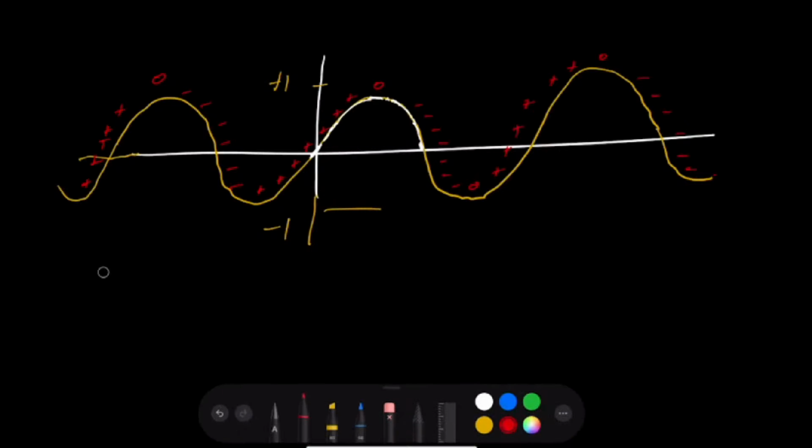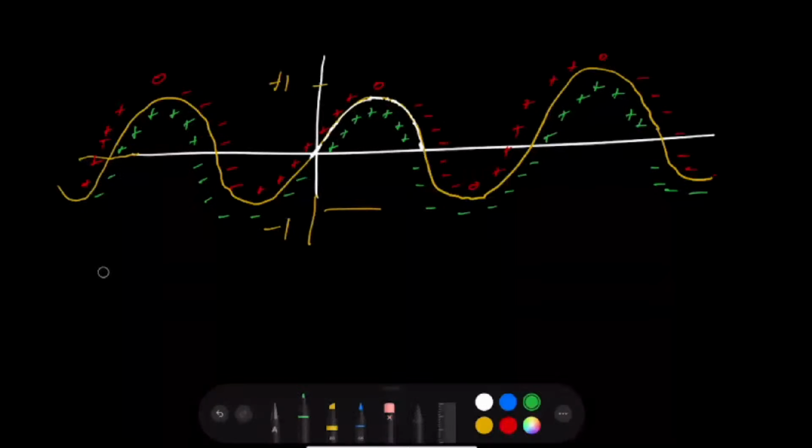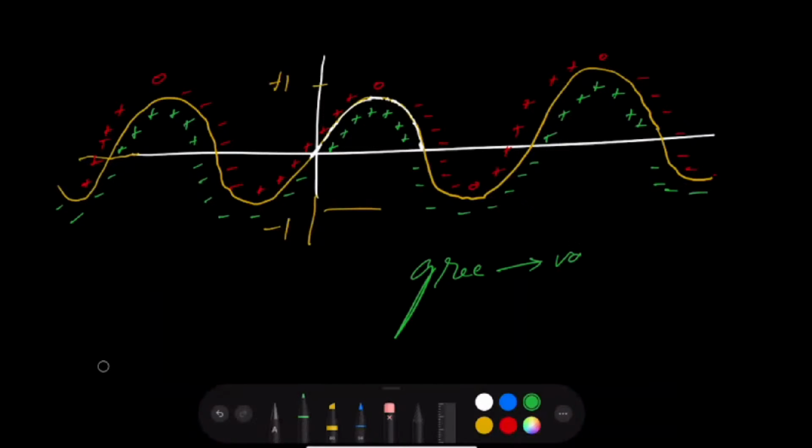Now what about values? Values are positive above the x-axis and negative below the x-axis. So here values are negative, negative, negative. Here values are positive, positive. Sorry, I'm talking about values. So green is the value of the function, red is the slope of the function. Clear? So derivative also should satisfy these properties.